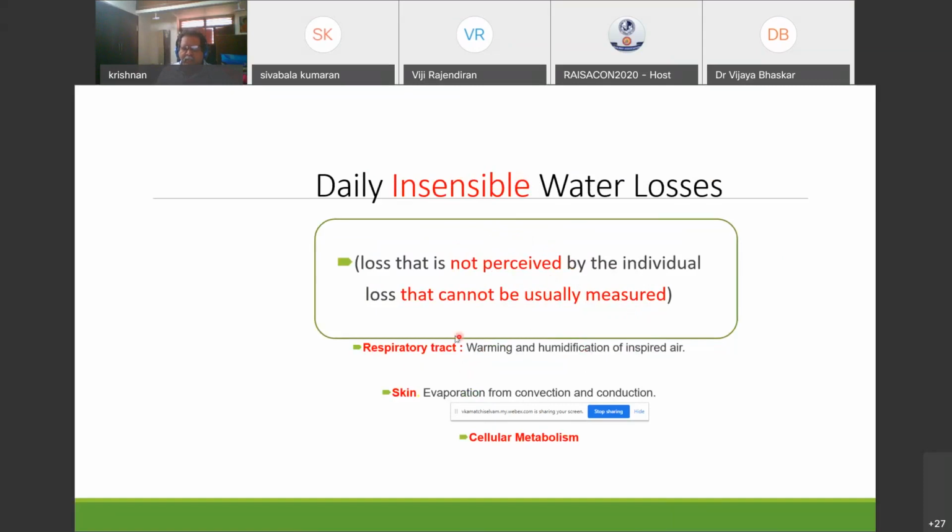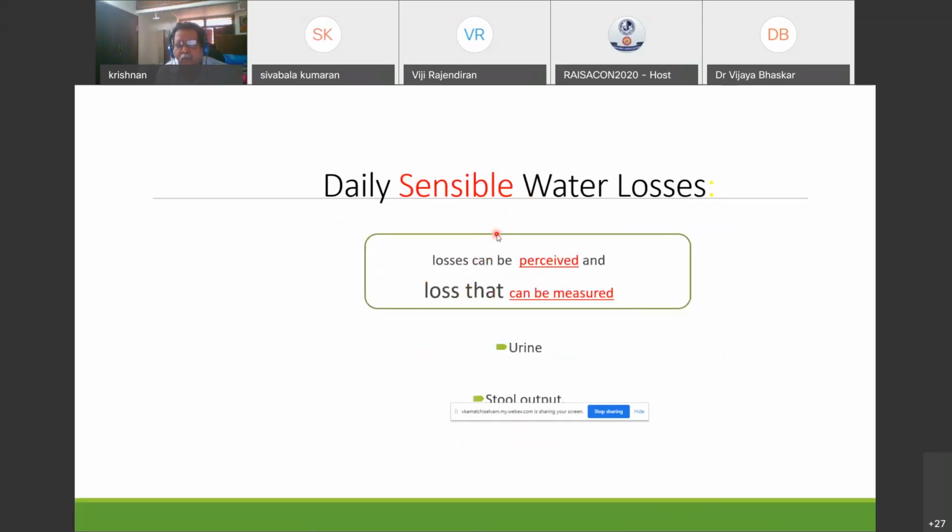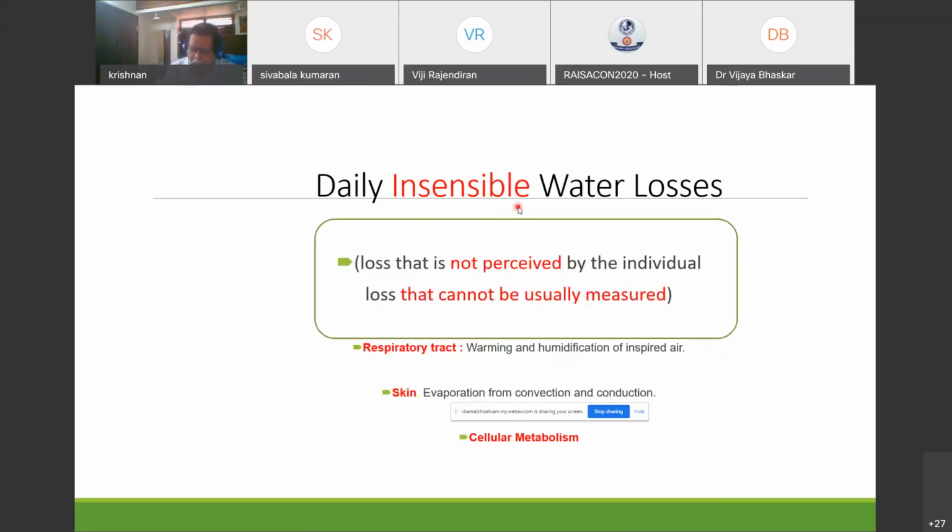The water that is being lost through the respiratory system, you cannot measure or perceive. The water that is being lost through evaporation, even if you are inside the room, also cannot be measured or perceived. And every minute or every second, cellular metabolism occurs. During cellular metabolism, we lose water. This also you cannot perceive or measure. So these are all called insensible water loss. Both sensible water loss and insensible water loss, we take into maintenance fluids.